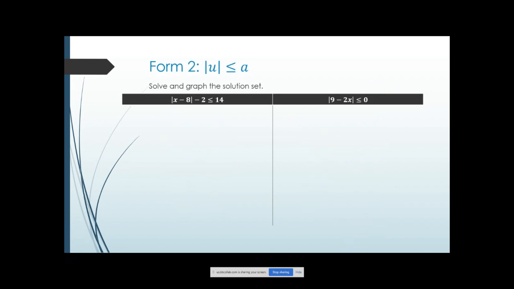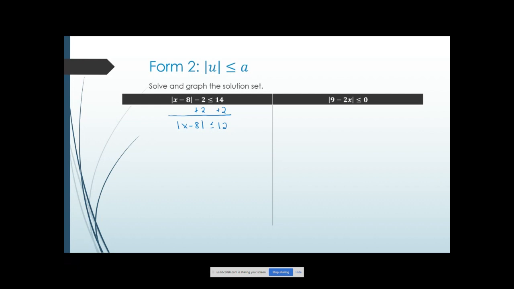Okay, so now let's look at what happens when you have a less than or equal to sign, because if you have the equal to there, that can throw some of these things off. You can get some interesting things. So first, I have the absolute value of x minus 8, minus 2, less than or equal to 14. Before we rewrite this into the compound inequality, we first have to get the absolute value by itself. So that means I have to add 2 to both sides before I do anything else. That gives me the absolute value of x minus 8 is less than or equal to 16.